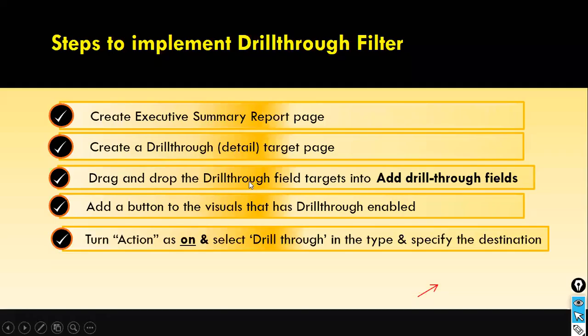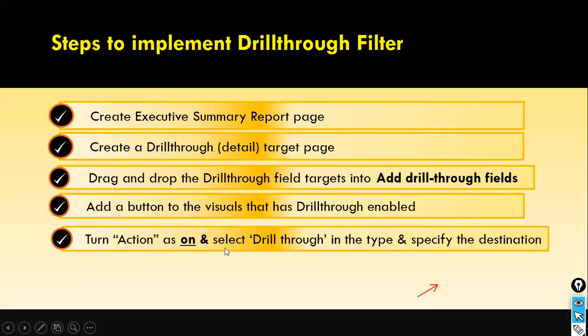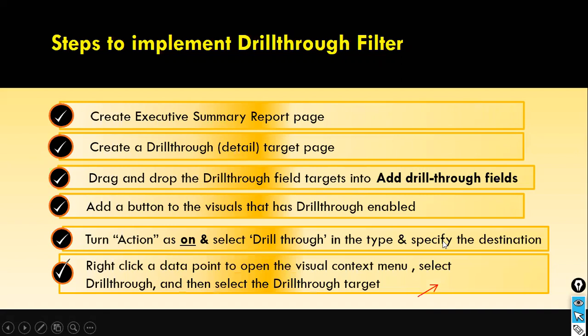The next one is turn action on. This is what I have shown you as part of the button property. You need to toggle the action property on. And there you need to specify the type of the button. It's a drill through button in this case. And the destination is by country.